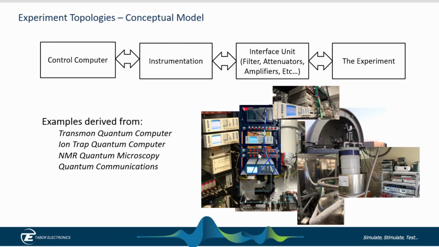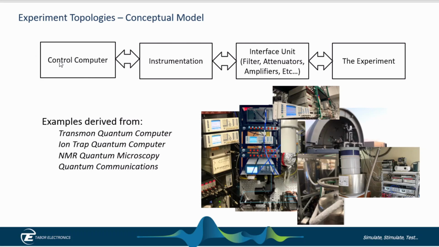So from the instrumentation, the signal's not always how the experiment wants it. So you have some filters, you have some attenuators, you may have some amplifiers to amplify the signal. You may have a lot of attenuators to take it down to a very small signal, especially if you're sending the signal down to a dilution refrigerator. And then, of course, the experiment itself.